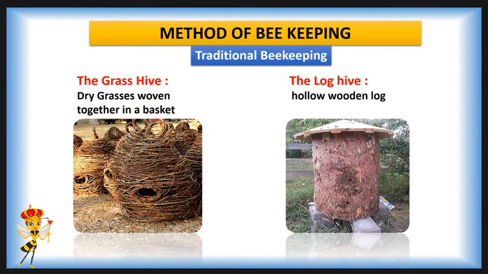The second method is the traditional method. In the traditional method, we use different types of hives. Like a grass hive, which is made from dry grass woven together in a basket. Then the second is the log hive. Here a hollow wooden log is used for beekeeping.